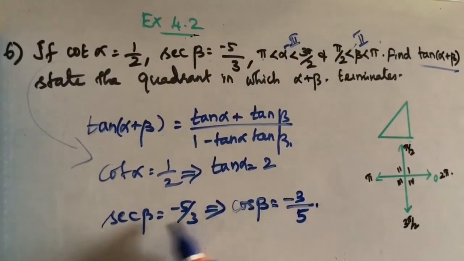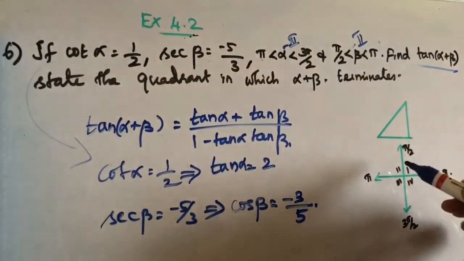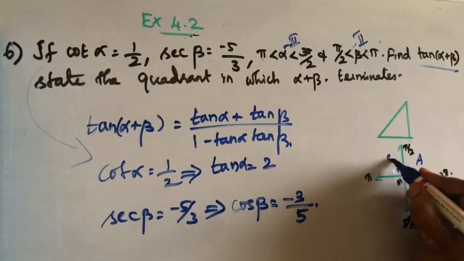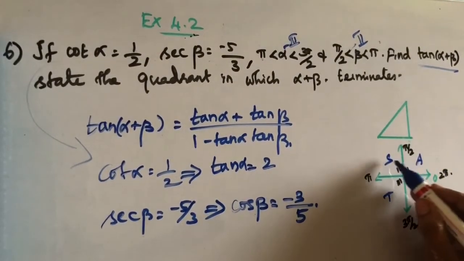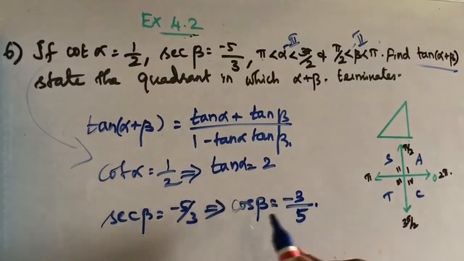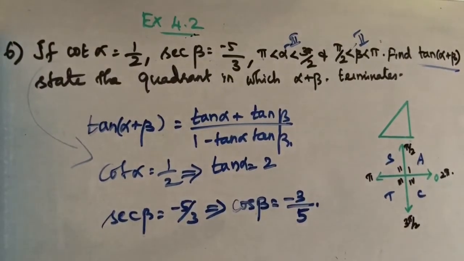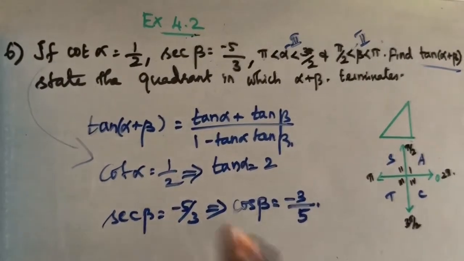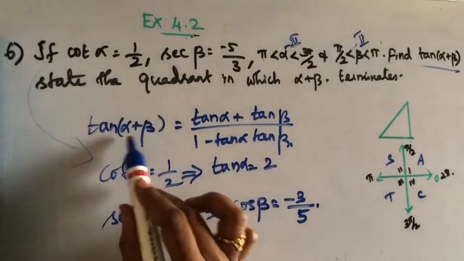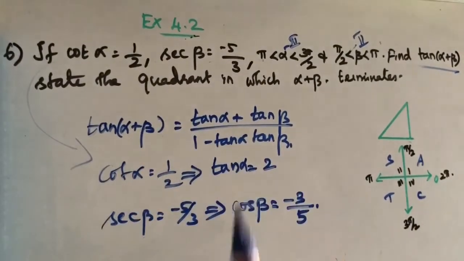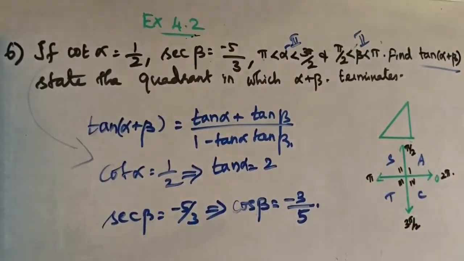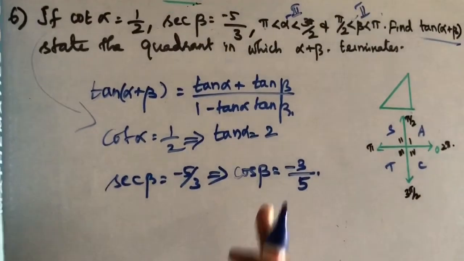Which quadrant? Beta lies in the second quadrant. So here, A, S, T, C. Cos is negative, secant is negative, as cos is negative in the second quadrant. So the minus sign exists. Now we have to find tan(alpha plus beta). The tan alpha value we have, but the tan beta value we need to find. Only cos beta we have.